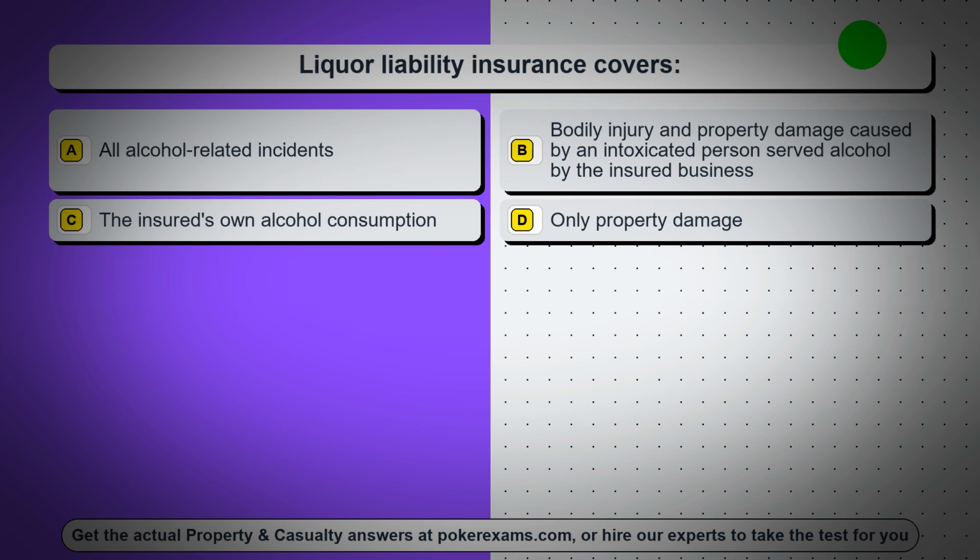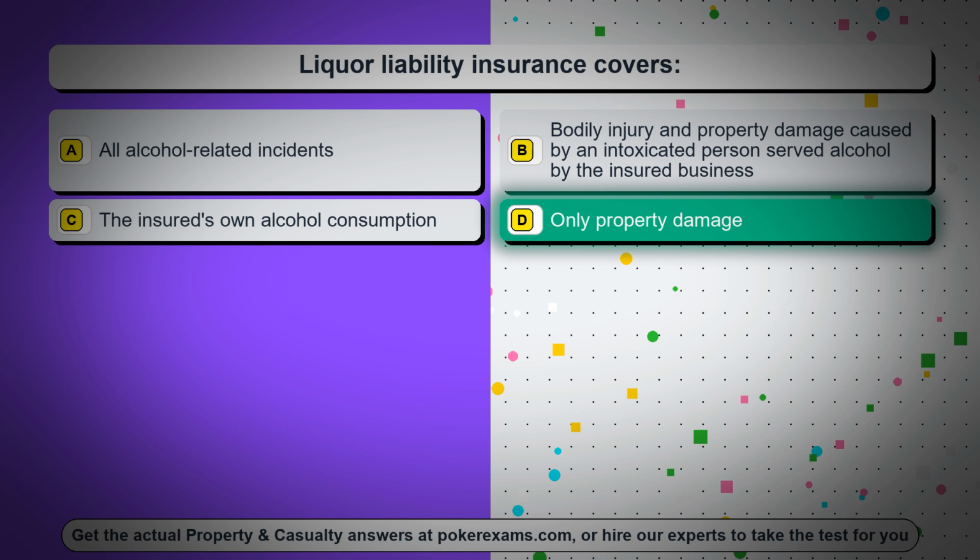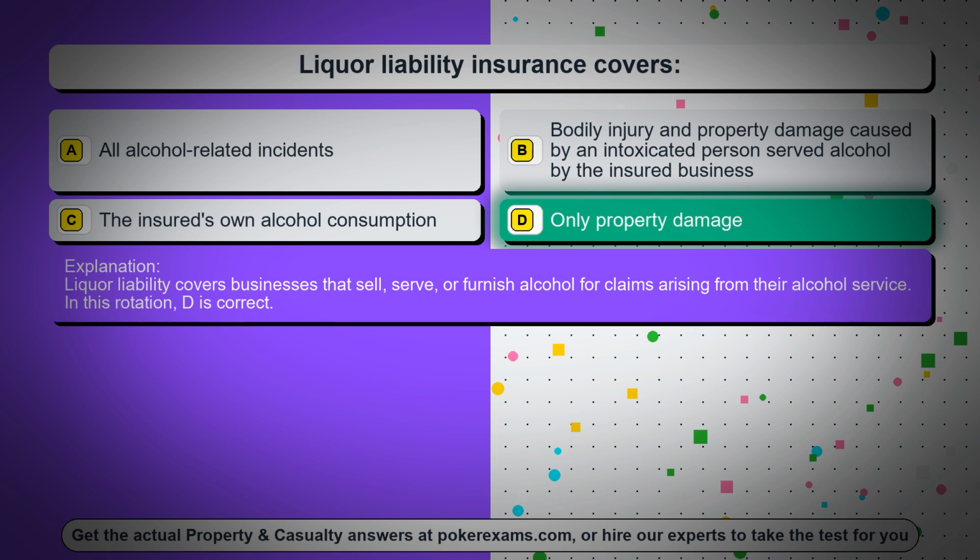Question 65. Liquor liability insurance covers: Option A, all alcohol-related incidents. Option B, bodily injury and property damage caused by an intoxicated person served alcohol by the insured business. Option C, the insured's own alcohol consumption. Option D, only property damage. The correct answer is option D, only property damage. Liquor liability covers businesses that sell, serve, or furnish alcohol for claims arising from their alcohol service. In this rotation, D is correct.